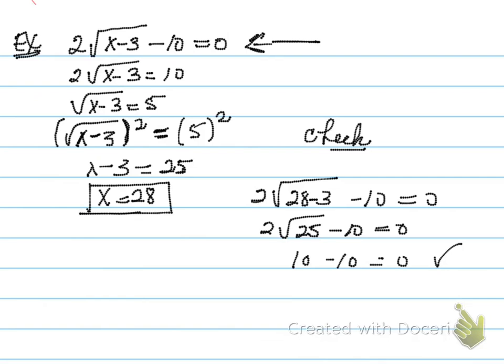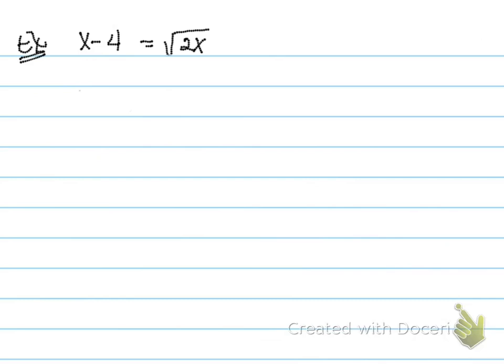Okay, next equation. Take a minute and copy it down. The square root term is already isolated, so we don't have to do any work to move anything around, so we're ready to square each side. Now when we square the x minus 4, you need parentheses. And then you're going to square the square root of 2x.